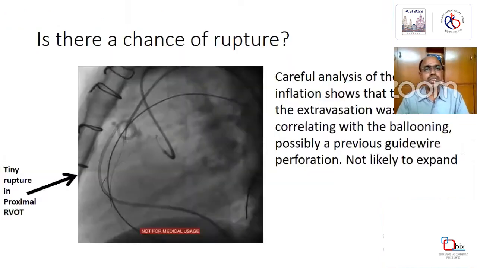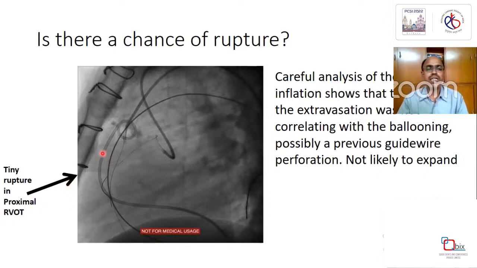Is there a chance of rupture with this dilatation? We made a check angiogram after each of the balloon inflations. You can notice that there is a tiny rupture in the proximal right ventricular outflow tract here. You can appreciate this extravasation of the conduit here.